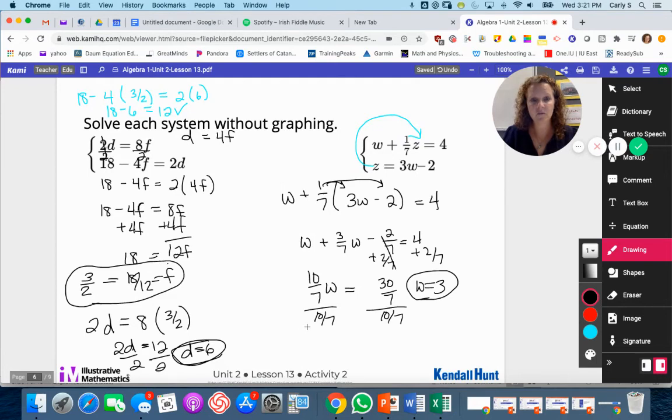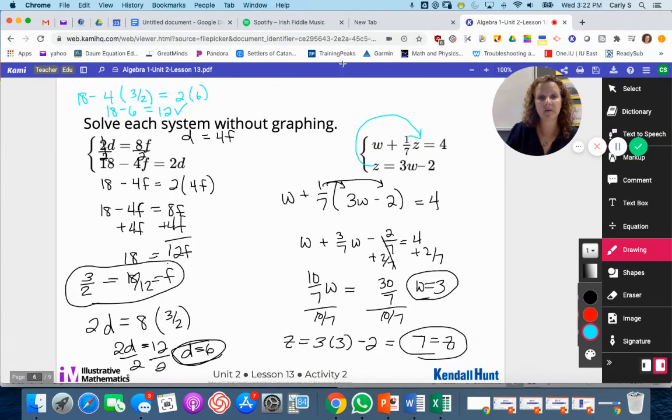Okay, let's figure out what Z equals. So I can say Z equals 3W minus 2. 9 minus 2 is 7. And if I want to check my work, I can plug what I know into this equation. 3 plus 1/7 times 7 equals 4. 3 plus 1 does in fact equal 4. We got it.